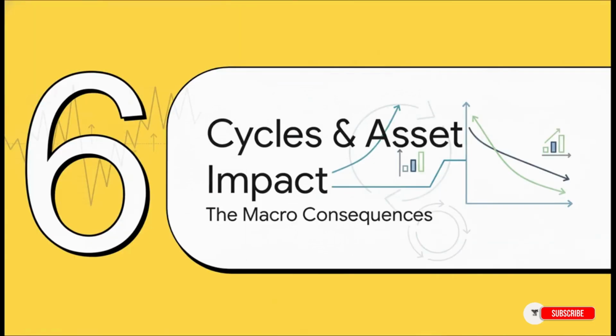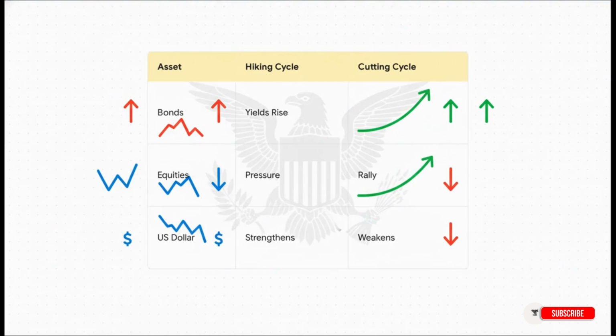All right, let's bring it all home. Let's connect all this theory directly to how markets perform, because Fed policy moves in cycles, and these cycles have really predictable effects on different asset classes. This right here is the classic playbook.